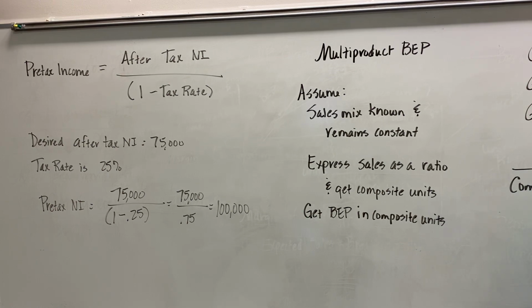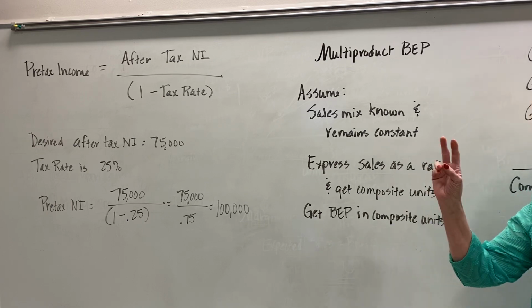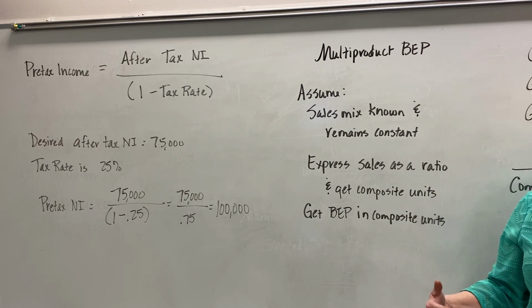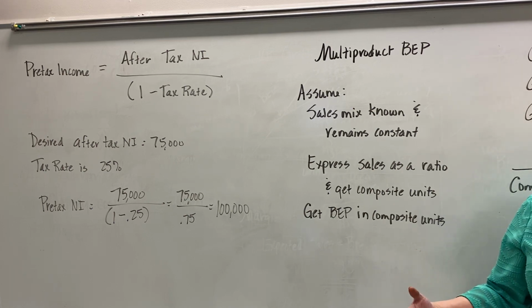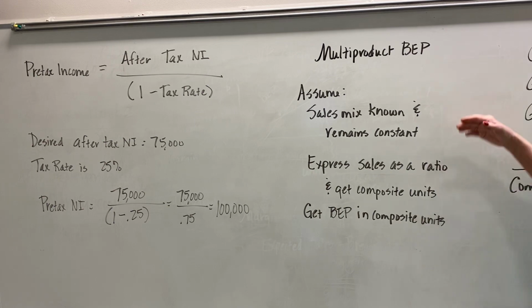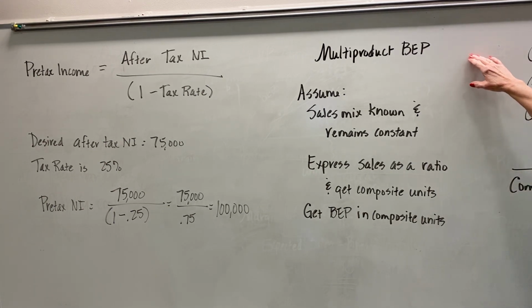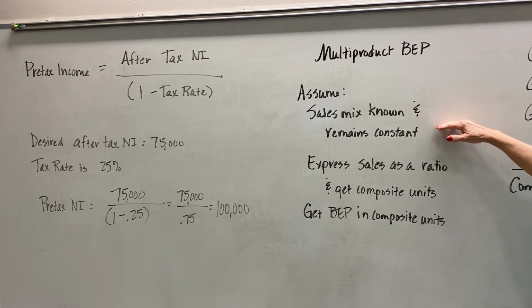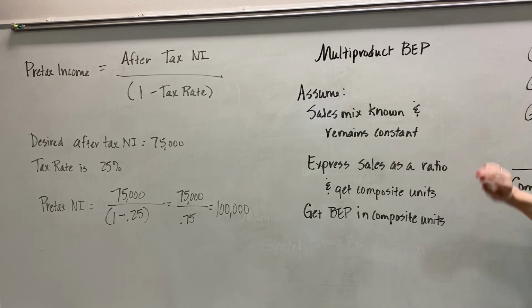So when we have more than one product, we have to make some assumptions. Remember, we're still estimating and playing what if we sell our product in these particular ratios, what will happen to our profit, what will happen to our cost, what will happen to our volume. With multi-product break-even point, we assume our sales mix is known. 2 doors to 8 windows. I think that was the example in the book. And that mix remains constant. We're assuming that. It's an assumption, but remember, we're using this to estimate, so it's okay to make an assumption.